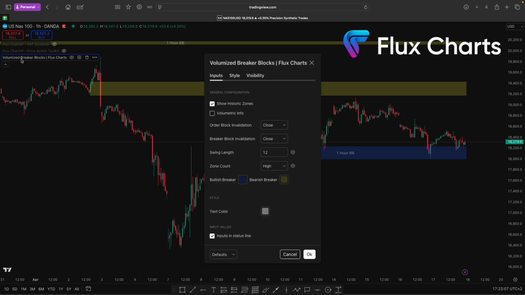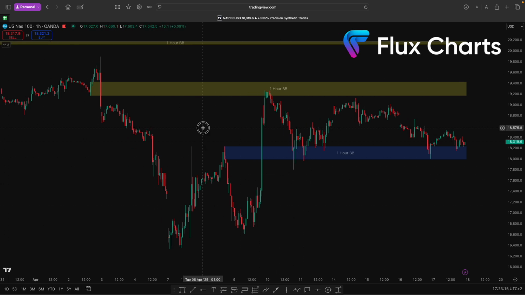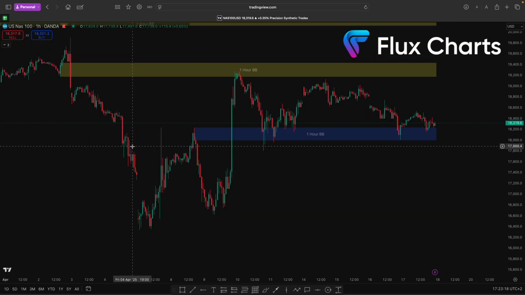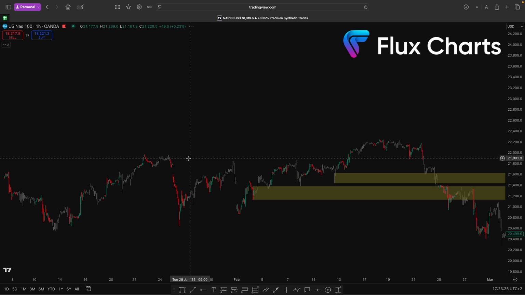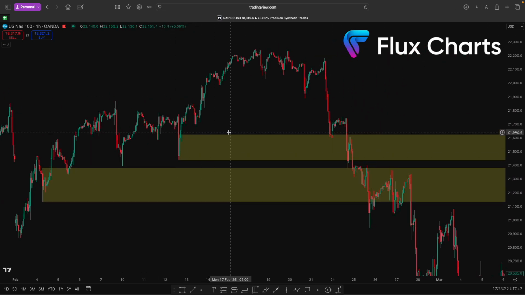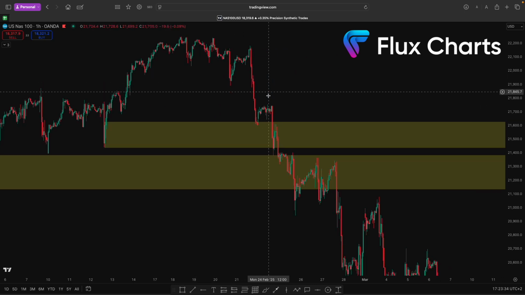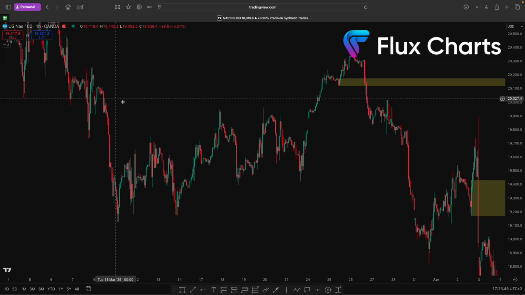When you go inside, you can see there's a bunch of settings you can play around with. Now what this does is identify the breaker blocks for you, or the breaker block zones, if you want to put it that way. Now you can see when you scroll back, order block has been created, didn't respect it, price broke through, entered the zone again, came back down. Price broke through, retest, comes back down.